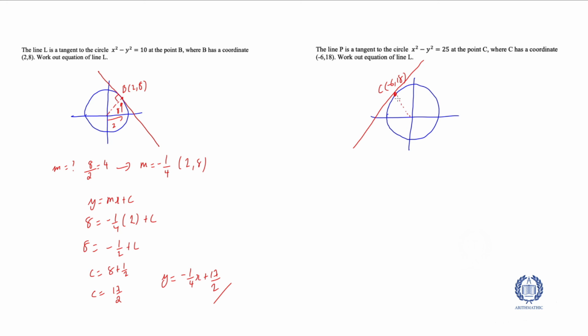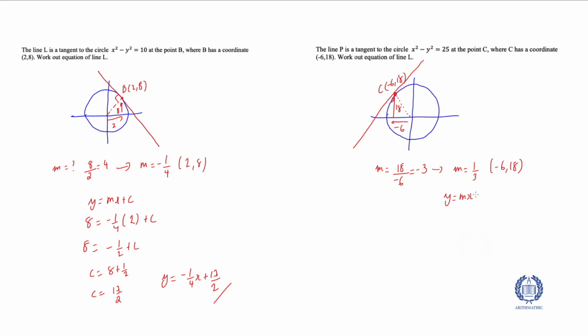So again, we need to find the gradient first, right? So we know that this is going minus 6 across and it's going 18 up. So the gradient is going to be what? 18 divided by minus 6, which is minus 3. But remember, we need to find the reciprocal gradient because it's at 90 degrees. So the reciprocal to minus 3 is going to be 1 over 3. So I've got 1 over 3 and my point is minus 6, 18.